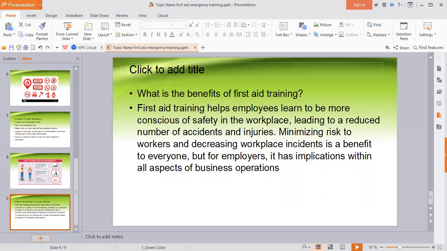So, guys, here are some basic first aid rules you should be aware of, to protect not only your life. You should be responsible for saving other lives, and you should be a cause to save other lives.